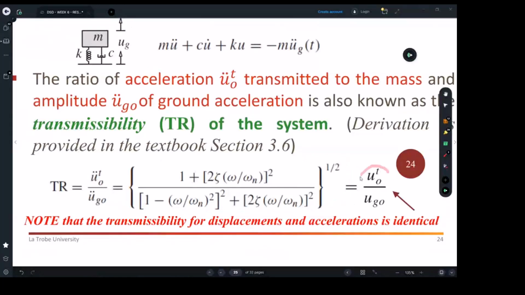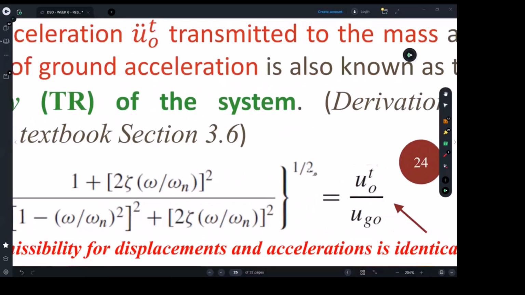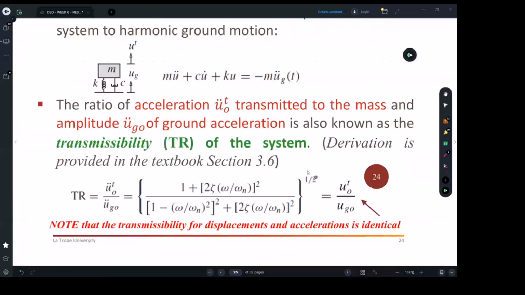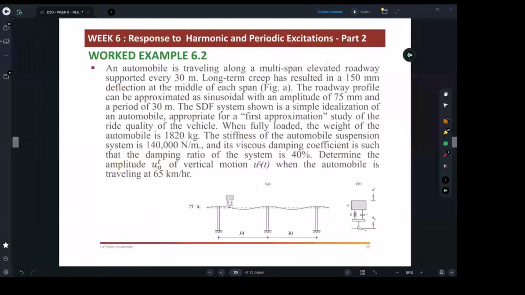I just note that this equation was found to be also applicable when you want to find the ratio between the ground displacement and the displacement that will be transmitted into the single degree of freedom system, which is the vehicle driving over that bridge. So in summary, the harmonic topic that we've been going through for 2 weeks now can be used in traffic engineering problems, which is the one we're talking about here.